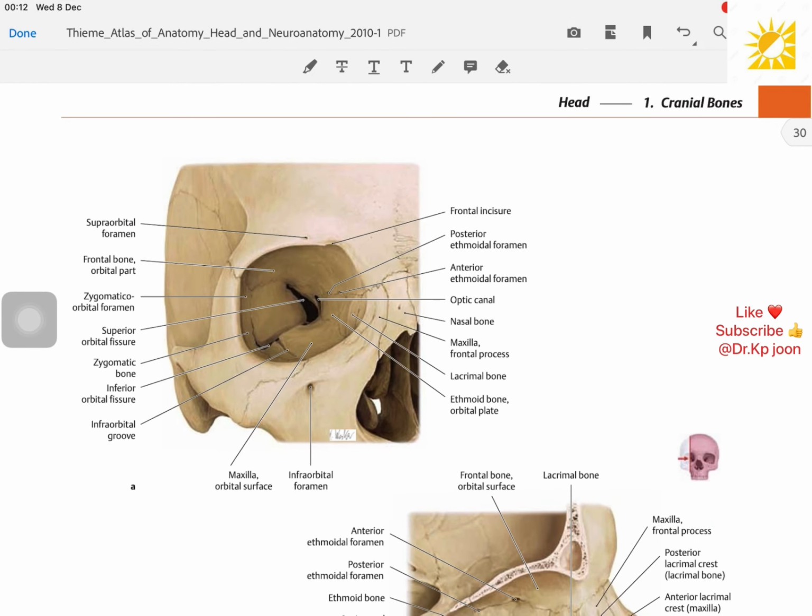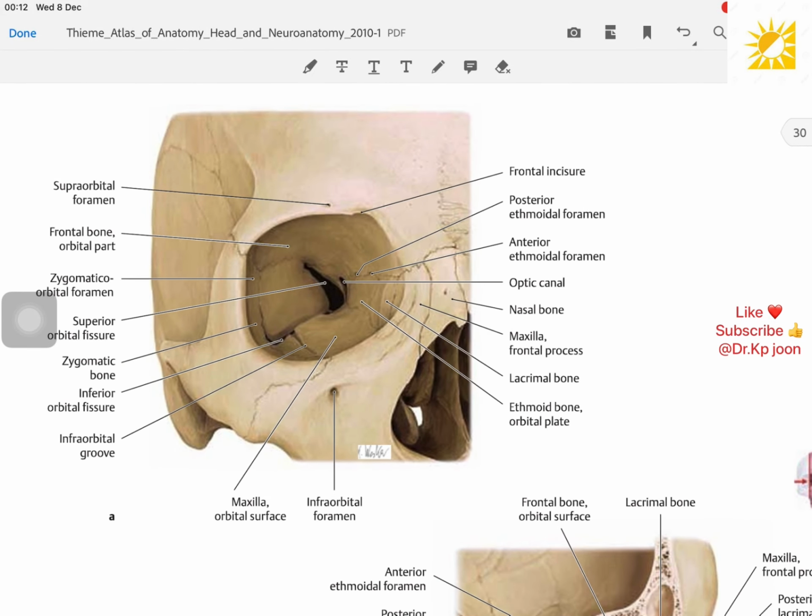So see in this diagram, the supraorbital foramen, this is the frontal bone orbital part, the zygomaticoorbital foramen, and the superior orbital fissure. And what is this? This is the zygomatic bone. What is this? This is the inferior orbital fissure. And what is this? This is the infraorbital groove. And what is this? Maxillary orbital surface. And what is this? It's a foramen. It's the infraorbital foramen, because the supraorbital foramen is present on the upper side, so below it is the infraorbital foramen.